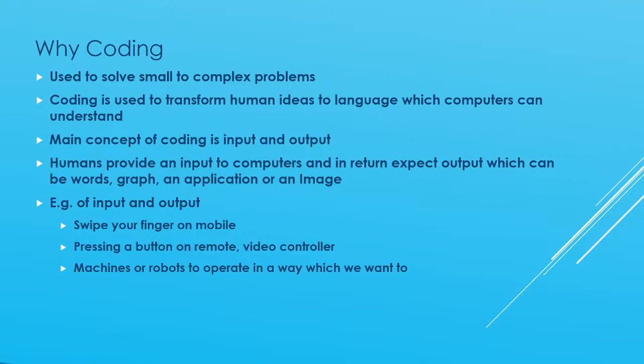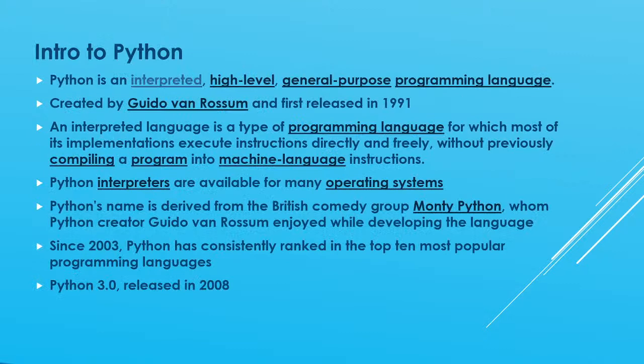A third example could be machines or robots that operate in a specific way. For example, if you want to instruct a robot to get tea for you, it will take the instructions as input in an audio format and provide the output in a physical format. These are all examples of coding, and I hope you now understand why we need coding. Now let's talk about Python.